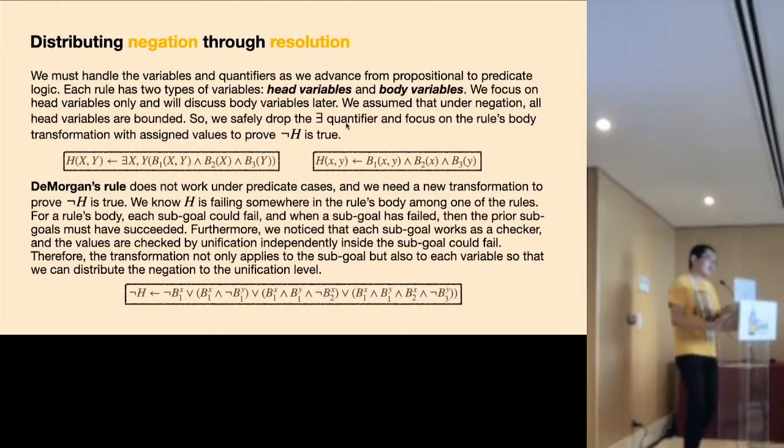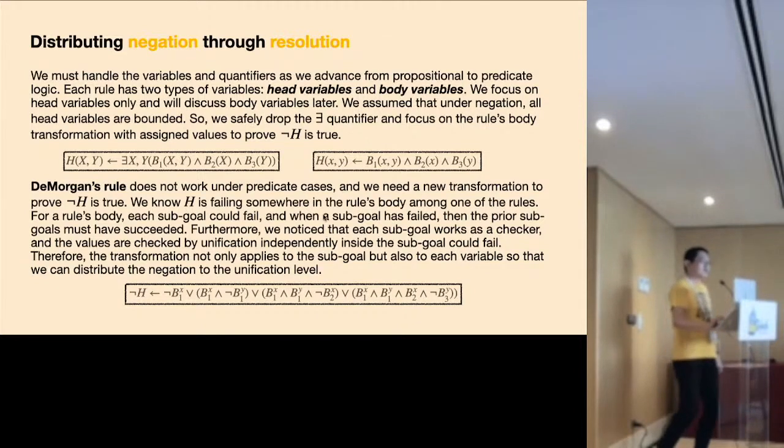Then we found that De Morgan's rule doesn't apply when there are predicate rules, because each sub-goal, or maybe the variables, are dependent on each other. They are not independent anymore. So we need to come up with our own transformation. How much time? Five minutes?